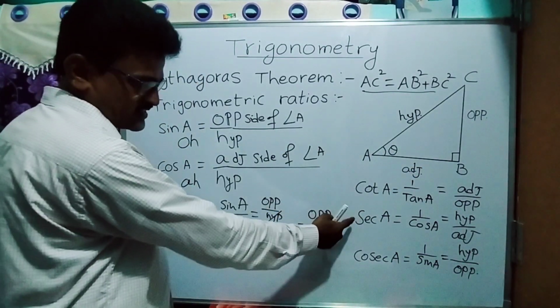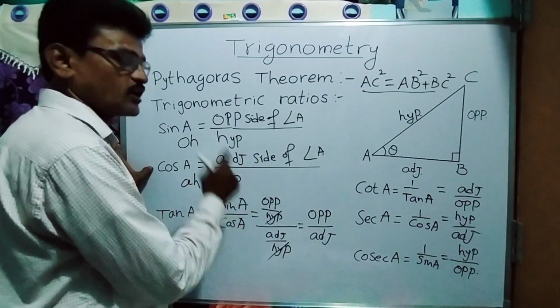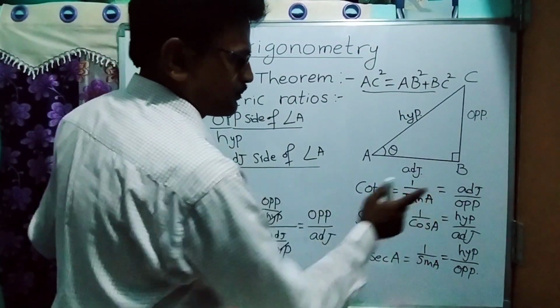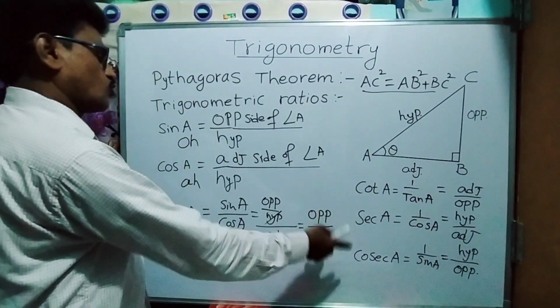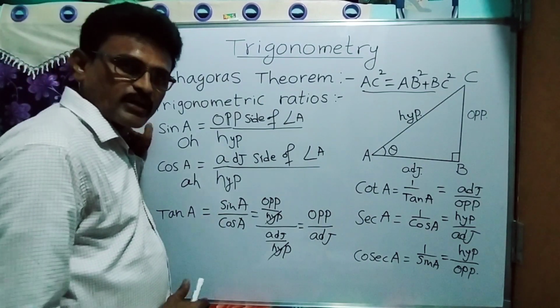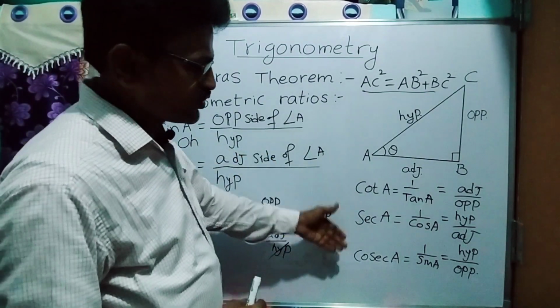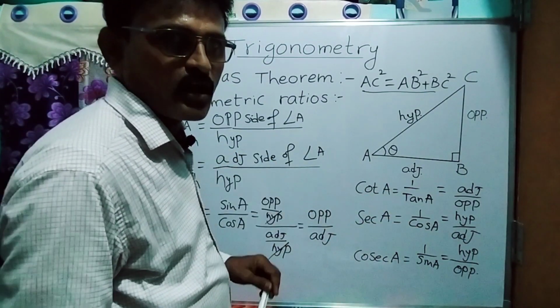Cos reciprocal is secant. Cos is adjacent by hypotenuse, so secant is hypotenuse by adjacent. Now cosecant is the reciprocal of sine. Sine means opposite by hypotenuse. So cosecant is hypotenuse by opposite.